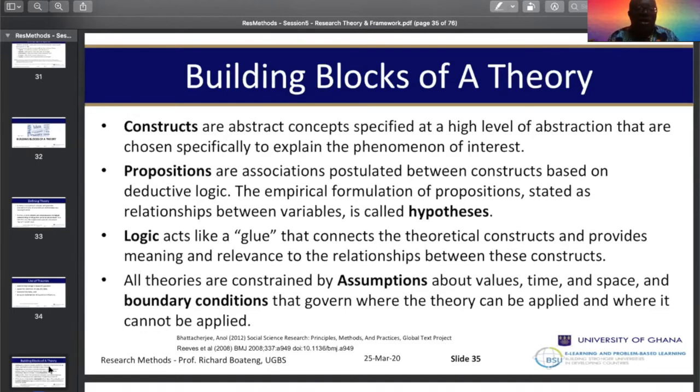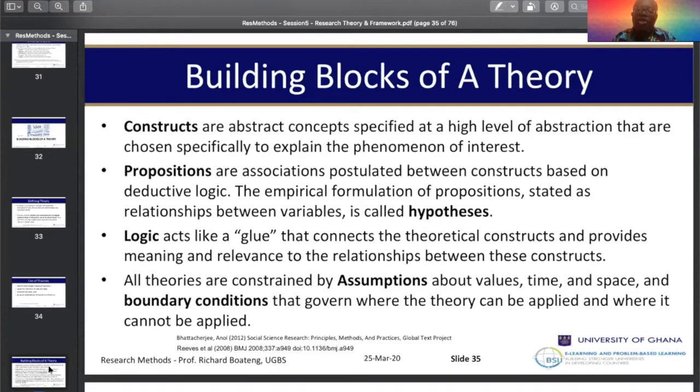Assumptions. All theories have got assumptions, that's the fourth one, and they've got boundary conditions. Assumptions are about values, time and space. For example, L times B assumes that what you are going to apply it to is a rectangle, but your land is not always a rectangle. Your land has got different topography, depending on how the land is laid out. Your land can even be more than the L times B or less than the L times B. So it can be more or less than the theoretical area that you have. It's an assumption about value, time, and space.